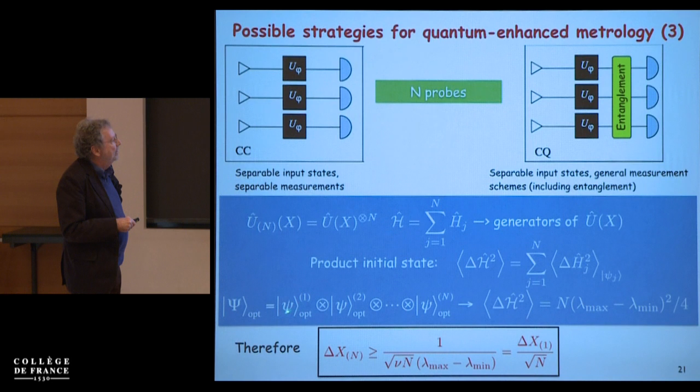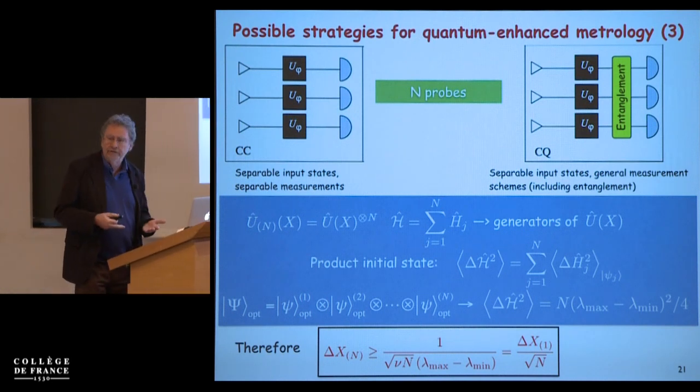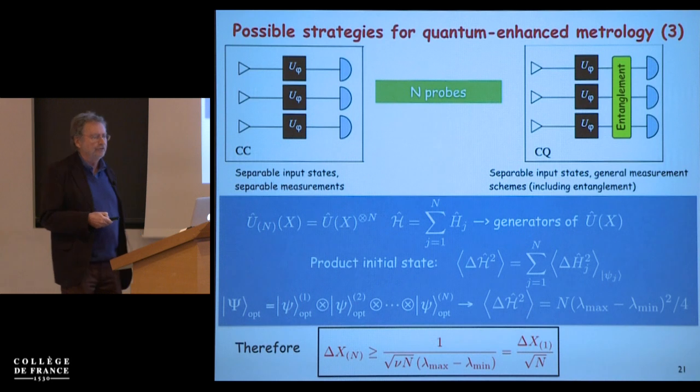So even if we pick up each of these states as the optimal state, the variance will be proportional to n, just the number of systems used, and therefore the precision in the estimation of the parameter will be given by this expression, which depends on the square root of n. Okay? So by using either this scheme or this scheme here, we get just the standard limit for the precision.